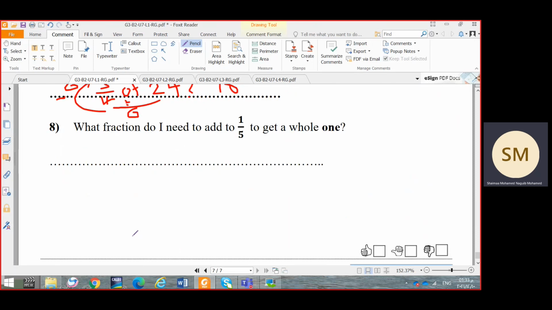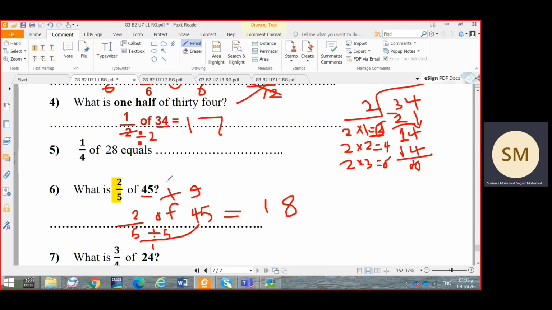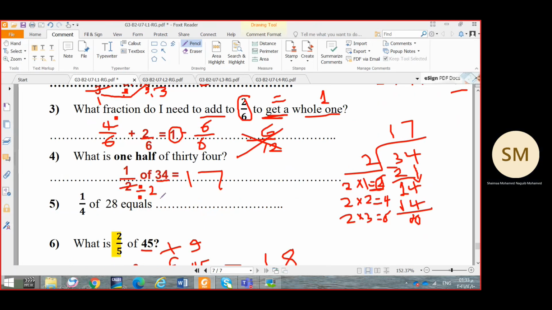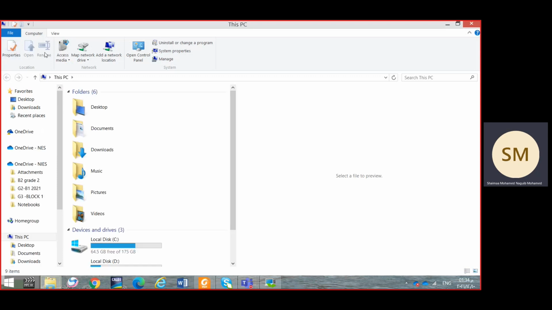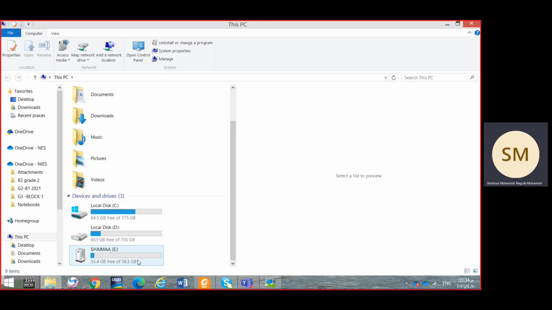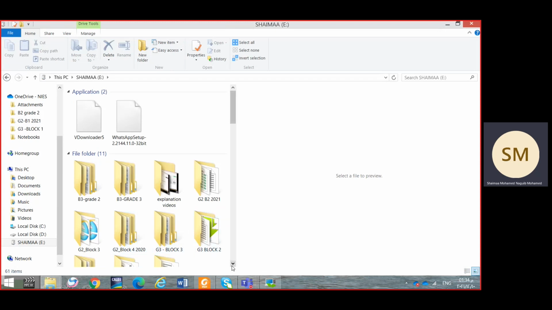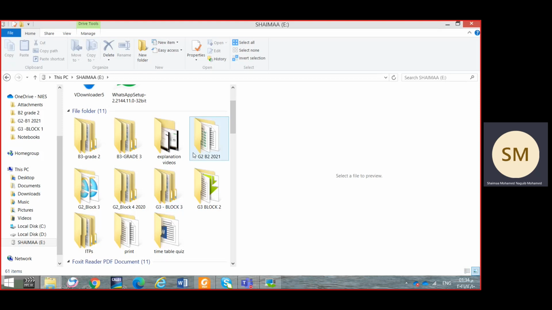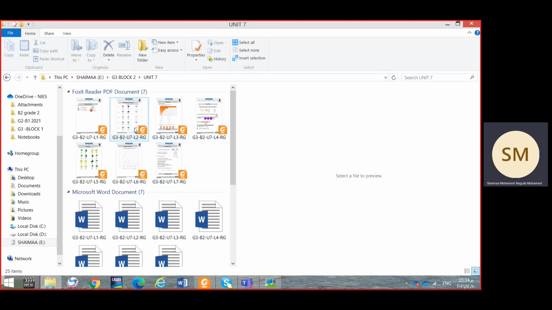Okay, let's move to another part. This is the same as this question, number 3. Okay, this is for lesson 1. If you don't know, you can repeat the video and you will know it by repeating. Let's move to the second lesson. It's talking about adding and subtracting fractions. Okay, this is lesson 2.